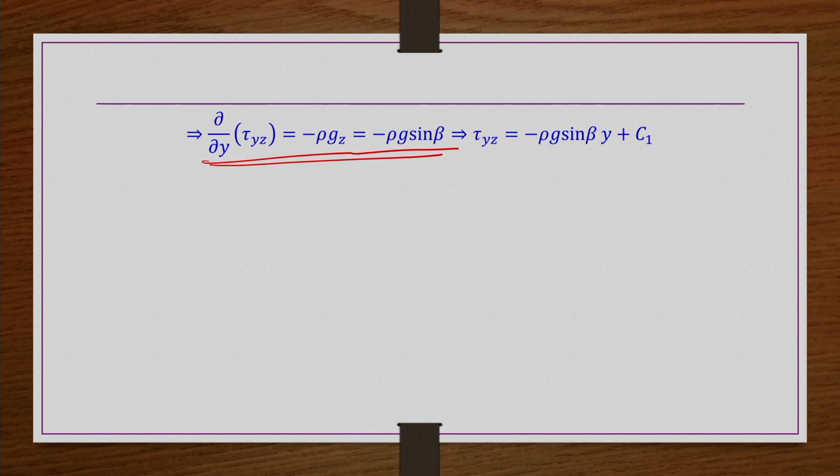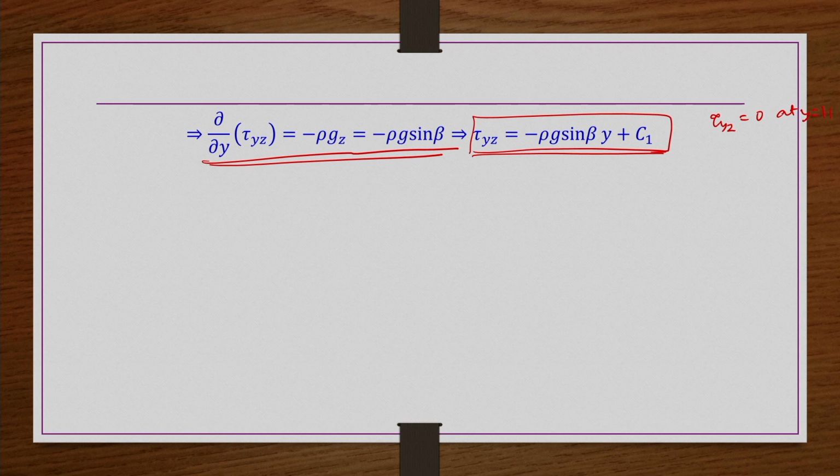So, from this z component of momentum equation simplification, ∂/∂y of tau yz = minus rho gz, from there we can get the tau yz expression. Tau yz = minus rho g sin beta y plus C1, because gz is nothing but g sin beta. This C1 constant you can get by applying the shear stress boundary conditions. Tau yz is equal to 0 at the upper surface, at y = h.